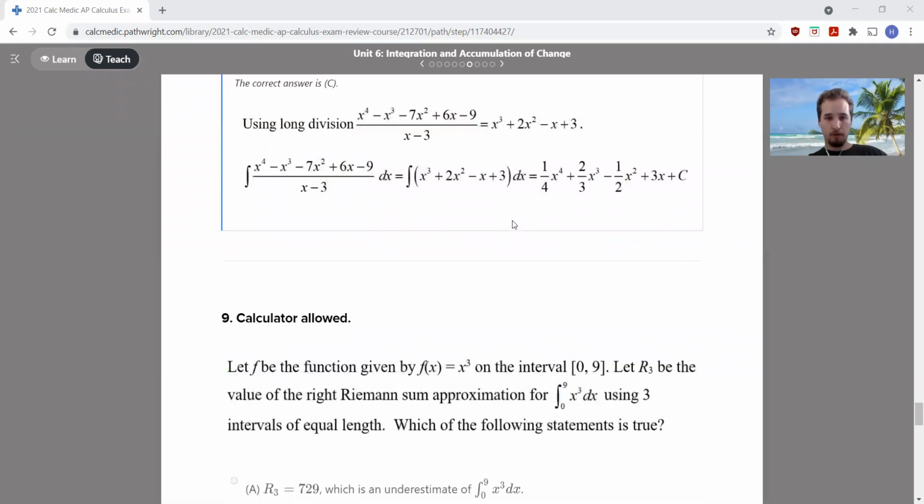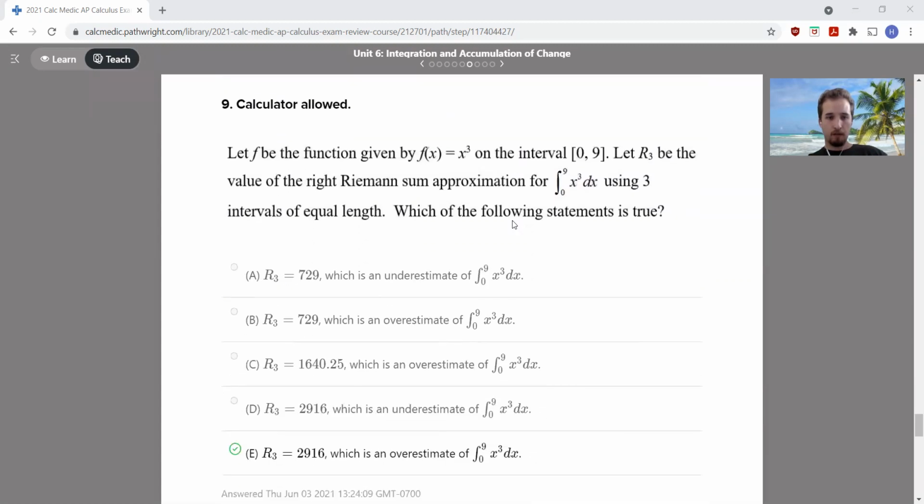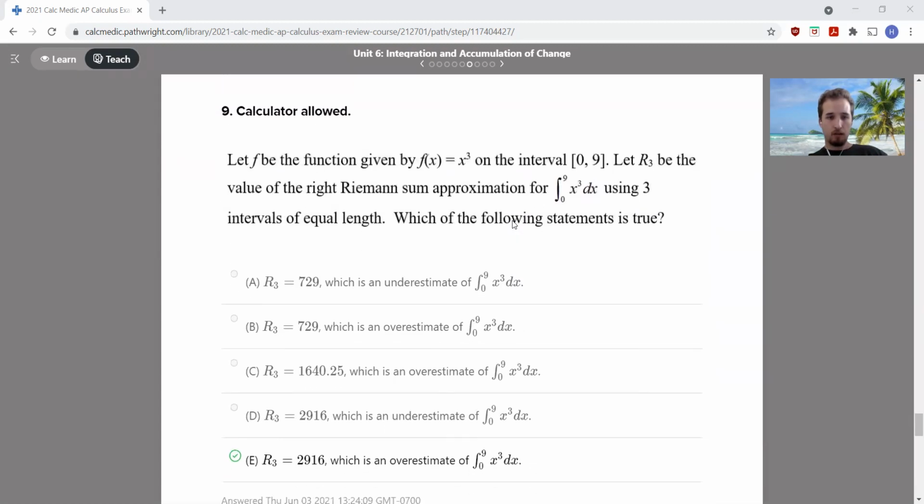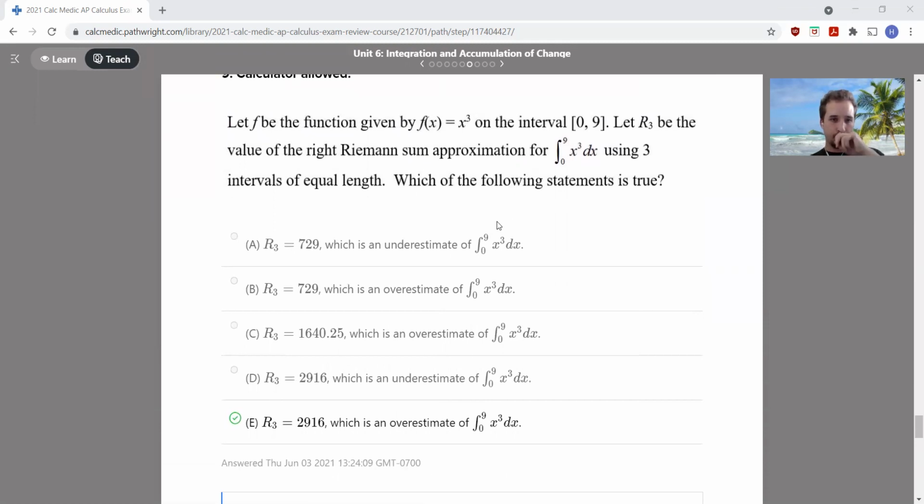That was a long one. Ooh, it's got some big numbers here. This one's calculator allowed. So we got f of x equals x to the third power on the interval 0 to 9. Well, and they want the right Riemann sum for this using 3 intervals of equal length.